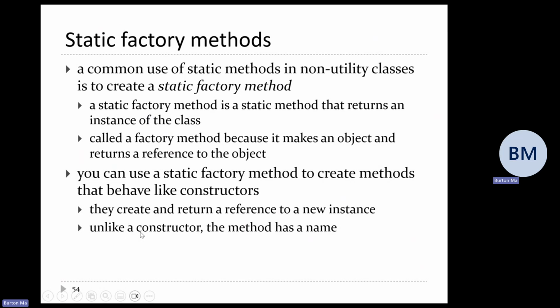The big difference here is that unlike a constructor, your method has a name and you get to pick the name. Remember, constructors, you don't get to pick their name. It's always the name of the class. That causes a problem in some cases.